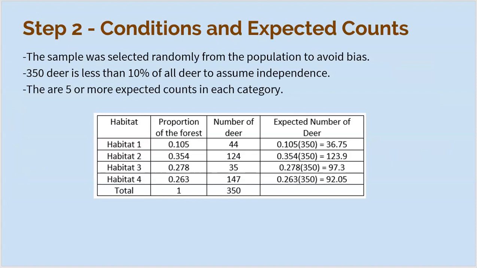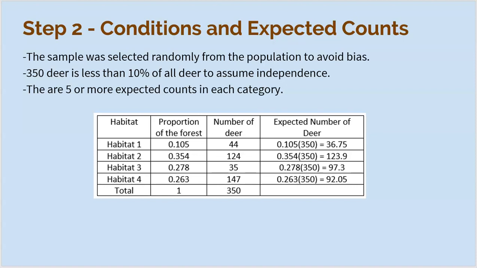The sample was, of course, selected randomly to avoid bias. 350 deer is less than 10% of all deer to assume independence. You know, in a large forest in Pennsylvania, there's probably going to be thousands of deer. And there are 5 or more expected counts in each category. But I really can't officially check that off until I get my expected values.